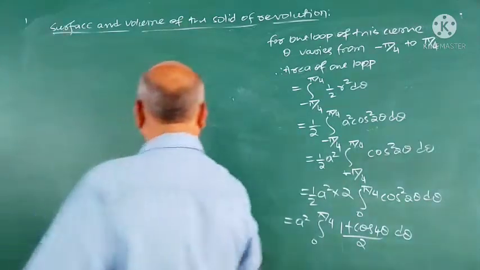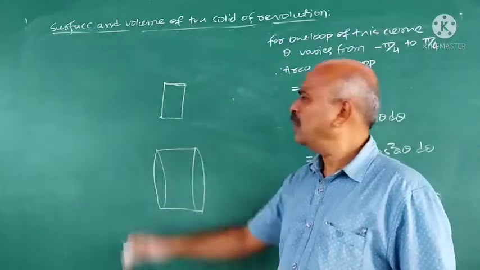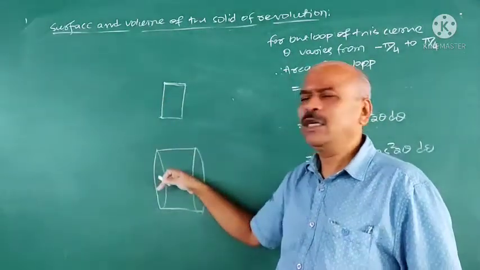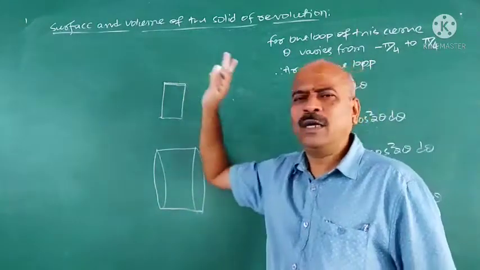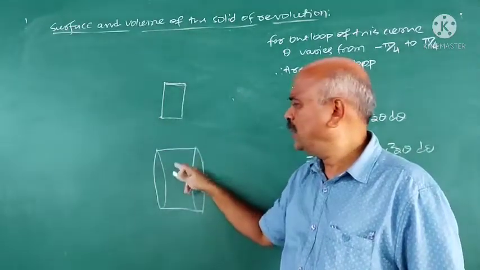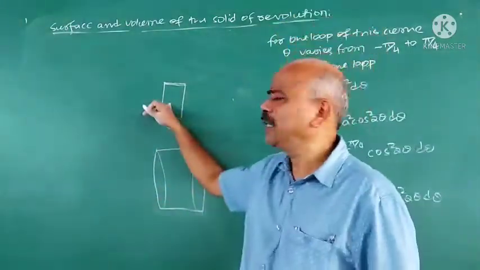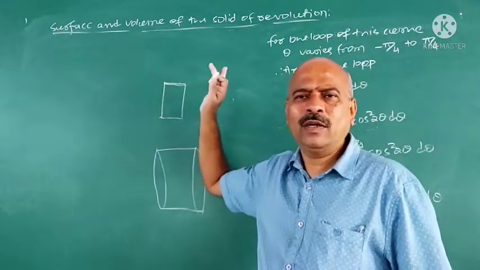This is the solid. What is this? It is a cylinder. Therefore, when the area bounded by the rectangle is revolved about one of the sides, we will get a cylinder. And the problem here is, we have to find out the volume of that cylinder generated by revolving this area of the rectangle.